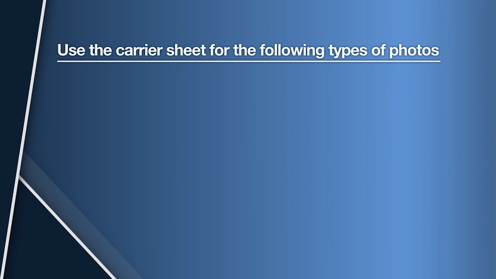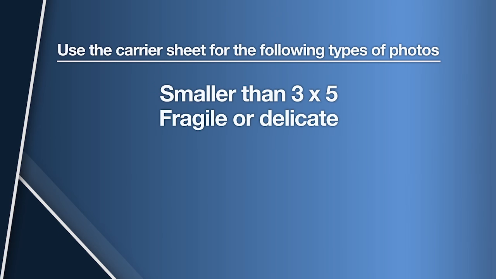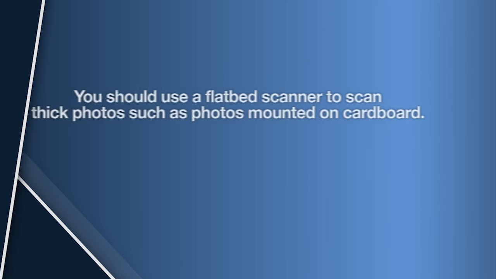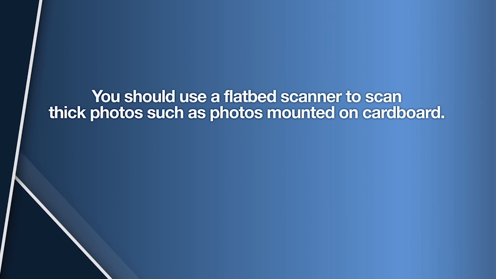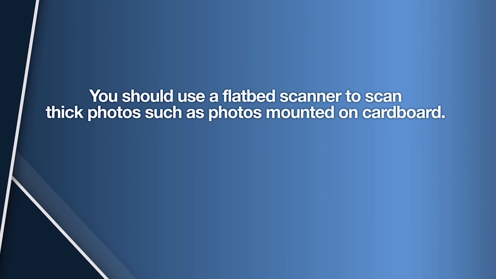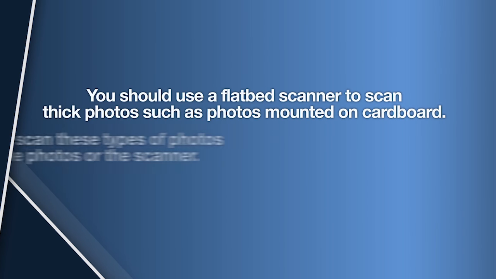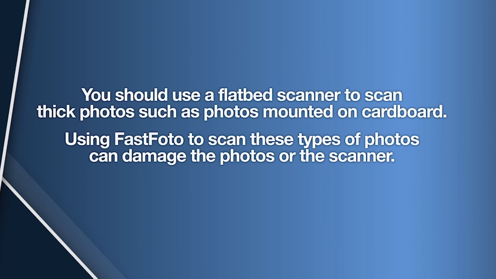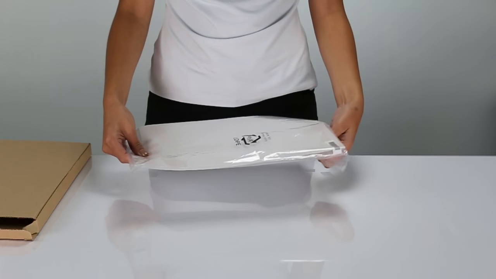Use the carrier sheet for the following types of photos: smaller than 3x5, fragile or delicate, torn or ripped, wrinkled or severely curled, sticky, or valuable. You should use a flatbed scanner to scan thick photos, such as photos mounted on cardboard. Using FastFoto to scan these types of photos can damage the photos or the scanner.